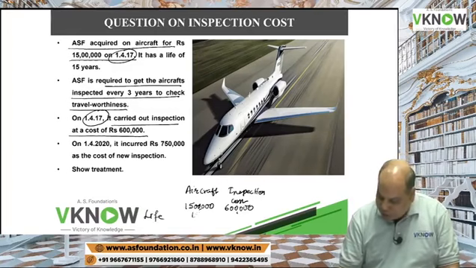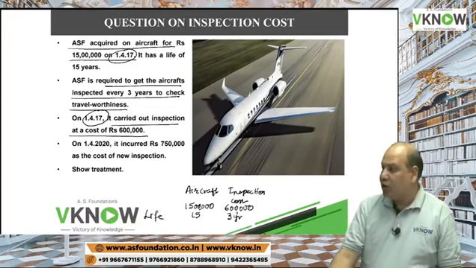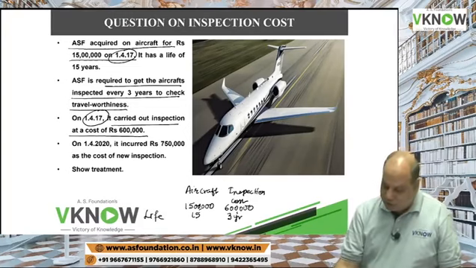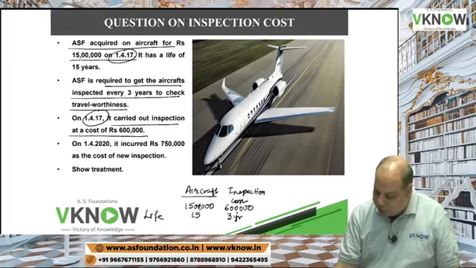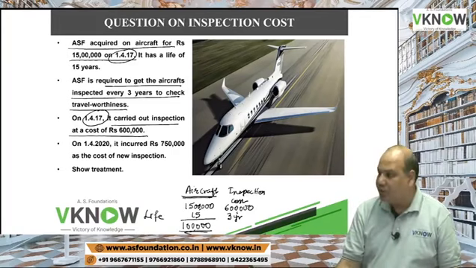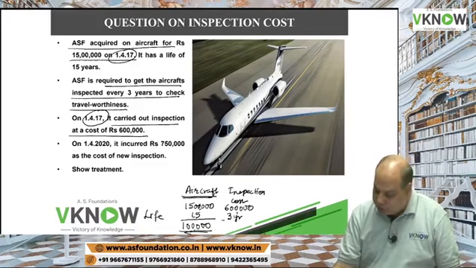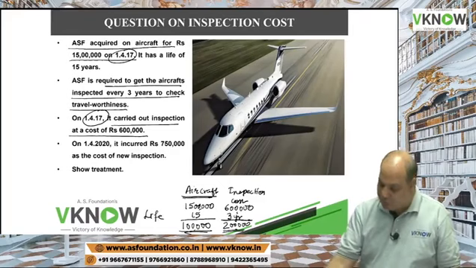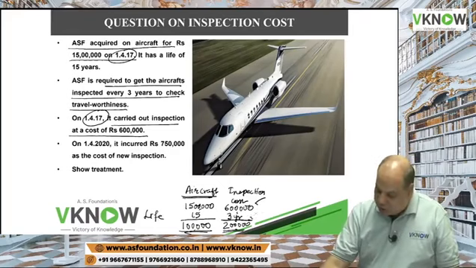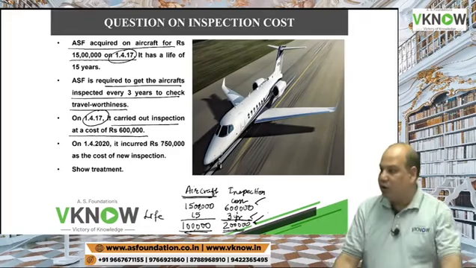What about the life? The life is 15 years and this is 3 years only because you have to do the inspection every 3 years. So as far as aircraft is concerned, I am going to depreciate it over 15 years. So my per annum depreciation of aircraft will be 1 lakh, but inspection cost, I have to perform inspection every 3 years. This 6 lakh over 3 years, so we will recognize 2 lakh.